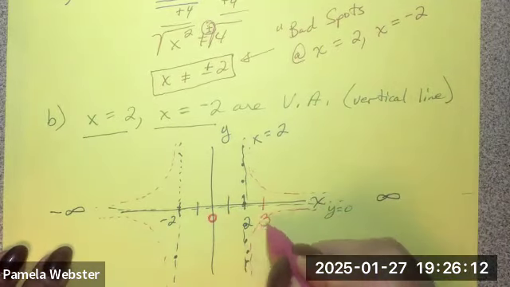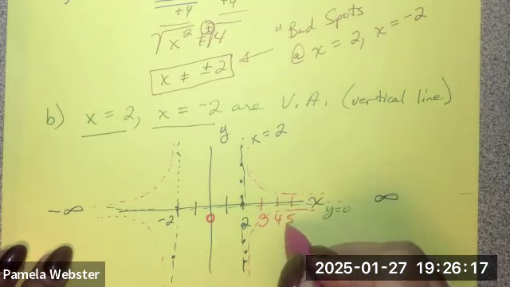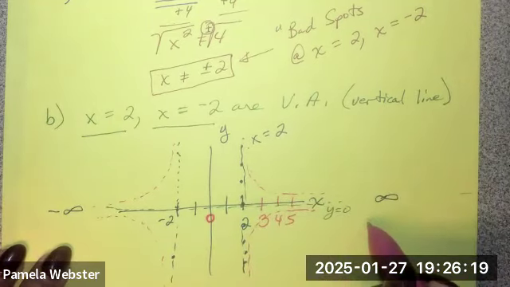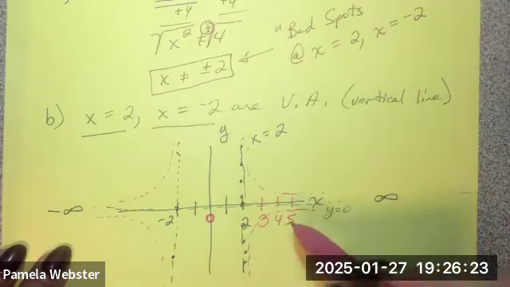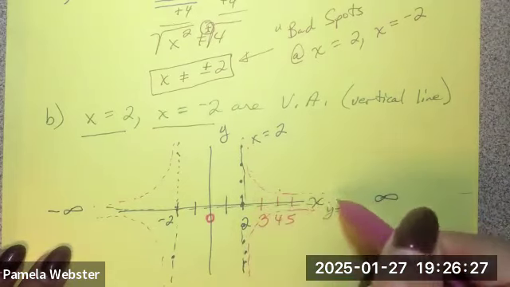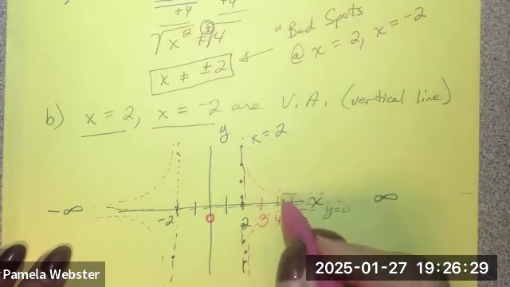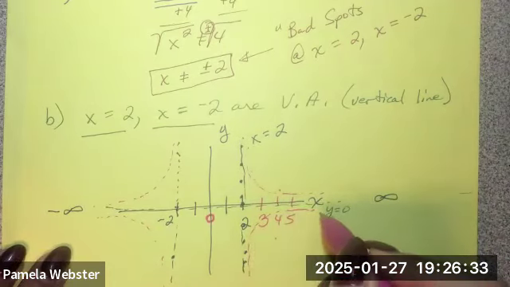Okay. On the right-hand side, I could pick 3. I could pick 4. I could pick 5. You could pick 100,000 if you wanted to because it's over here on the right-hand side. It doesn't matter. All I'm looking for is, am I going to get a positive number, which puts me above this x-axis? Or am I going to get a negative number that puts me below this x-axis? It's all I care about.